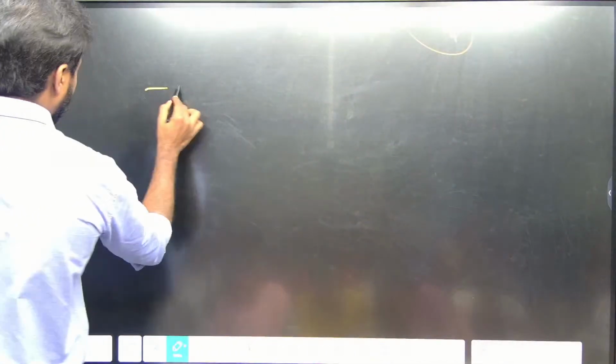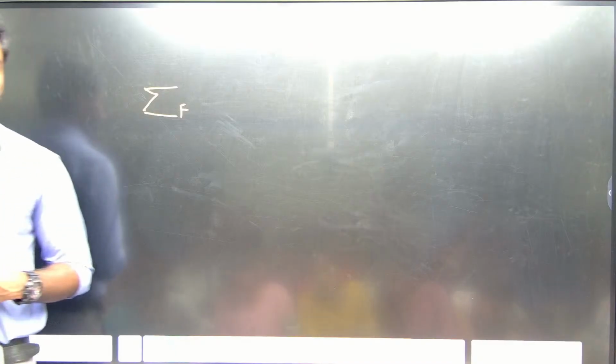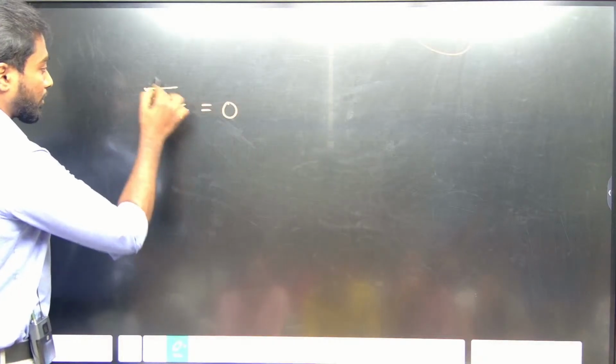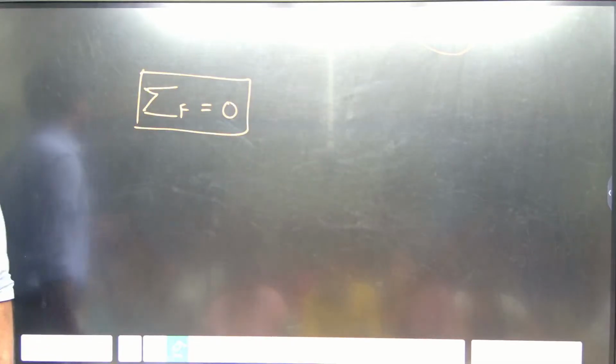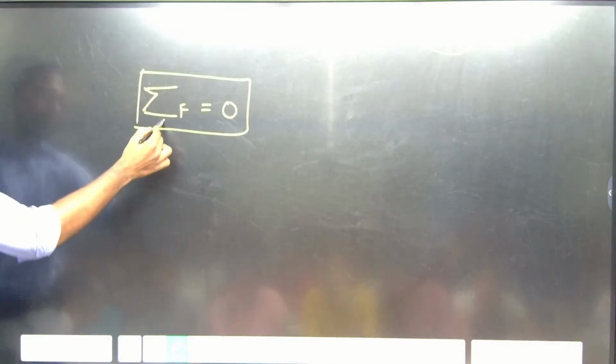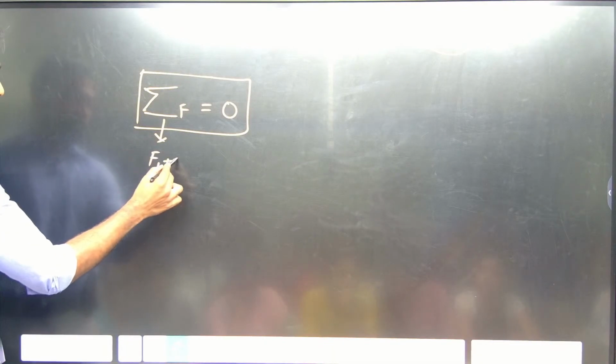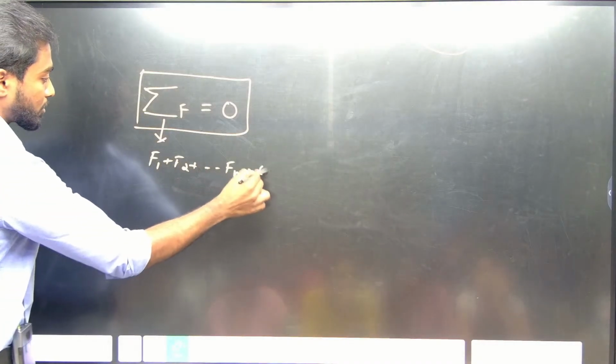So for a body to be in equilibrium under the action of concurrent forces, the net force, which can be written as summation F, must be equal to 0. This is the condition for equilibrium, first point. This summation can be written as F1 plus F2 plus up to Fn, which should be equal to 0.